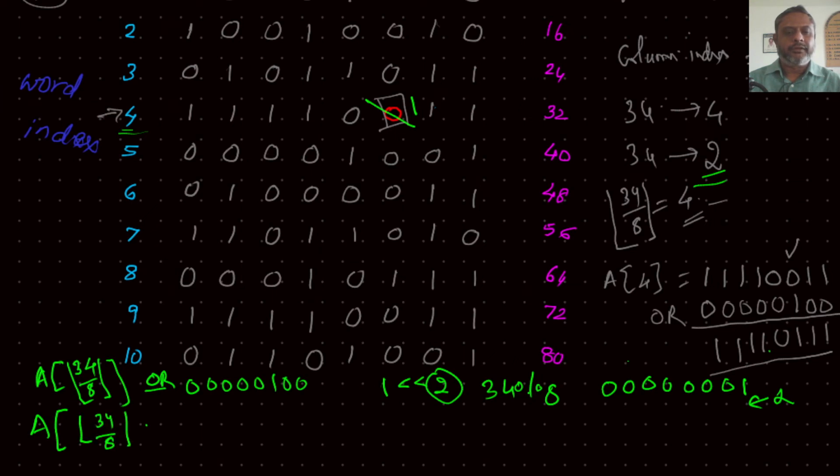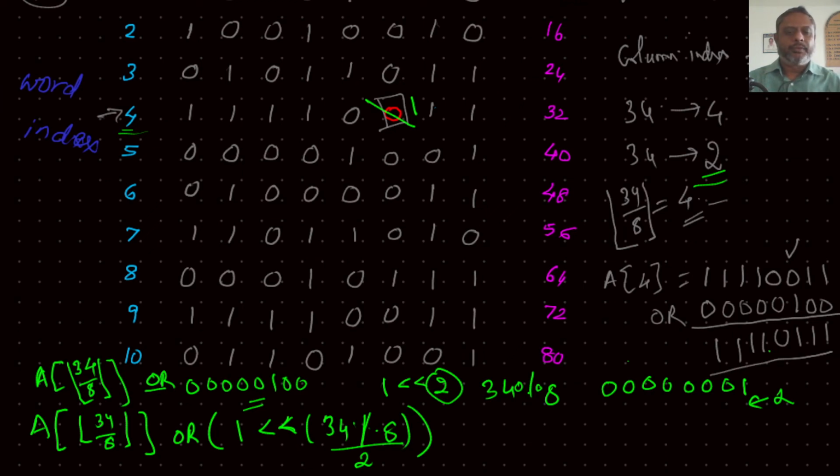34 by 8 floor and then OR with something which is 1, which is left shifted by how much? 34 percentage 8. So 34 percentage 8 is 2. So left shift 1 by 2. Then we get this. This you OR with this. That's what we are doing here. And that's what we get.